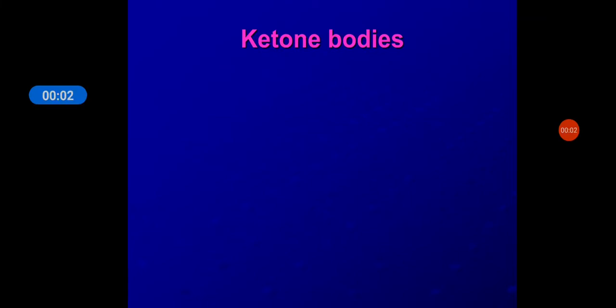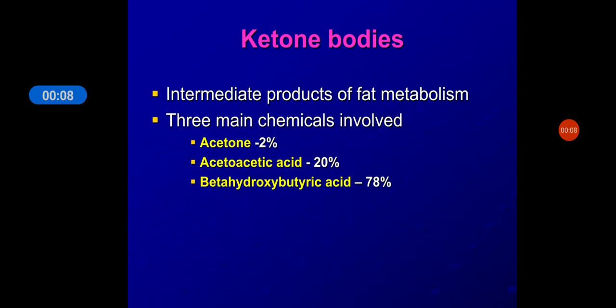Students, so we'll continue with the ketone bodies. Okay, same chemical examination only. So what are the ketone bodies? They're basically acetone, acetoacetic acid, and beta hydroxybutyric acid, right? So these are intermediate products of fat metabolism. All of you know all these things, right?